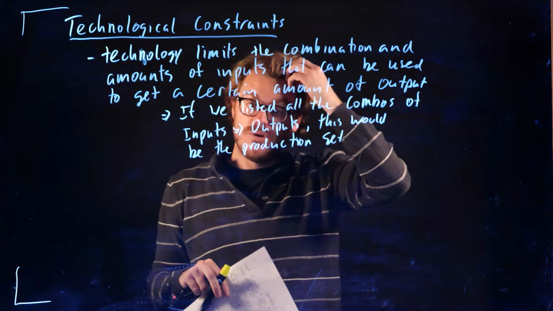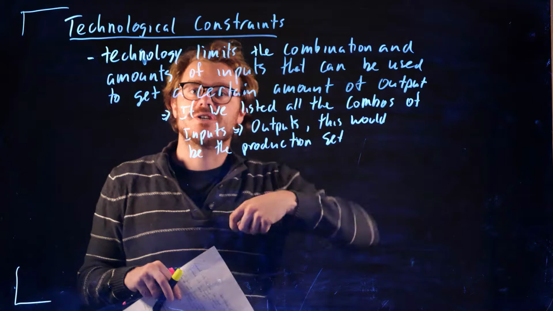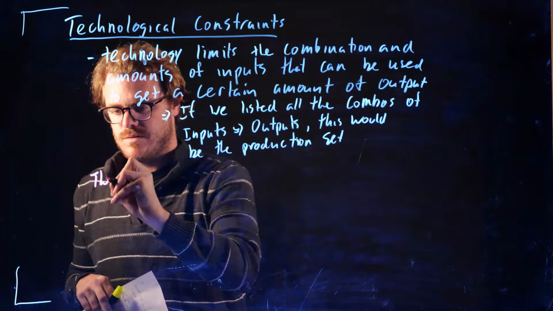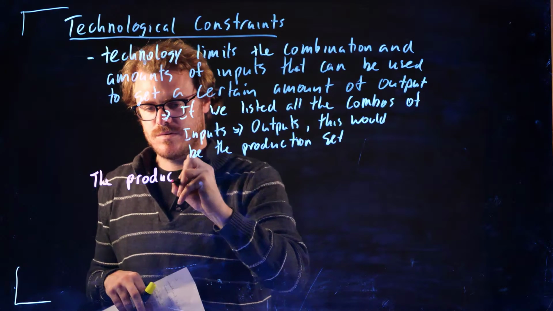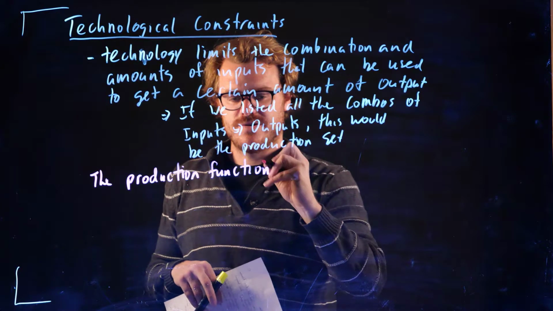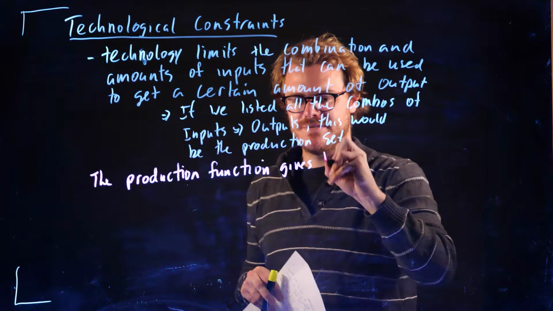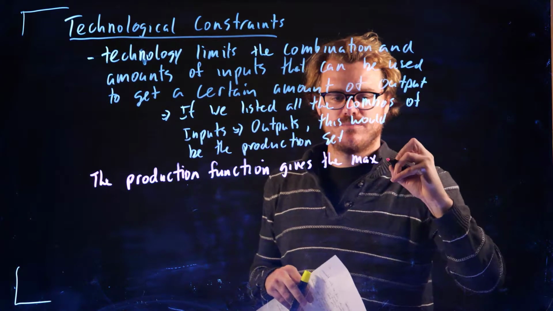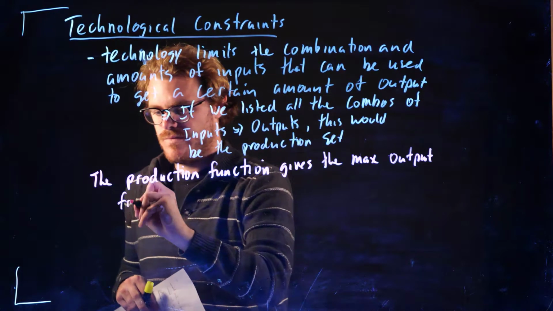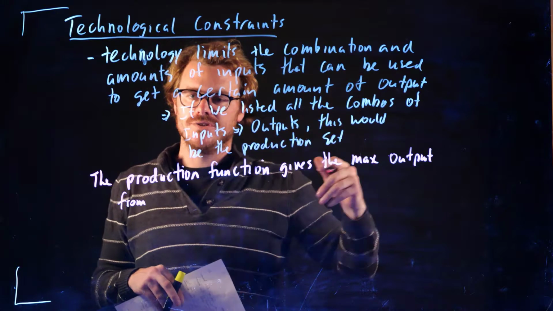Now, if we wanted to summarize this information a different way, we might use what we call a production function. So the production function gives the max output, the maximum of output we can get from different levels of inputs.